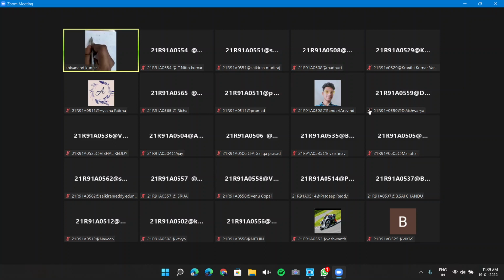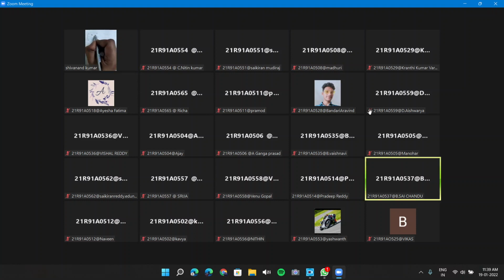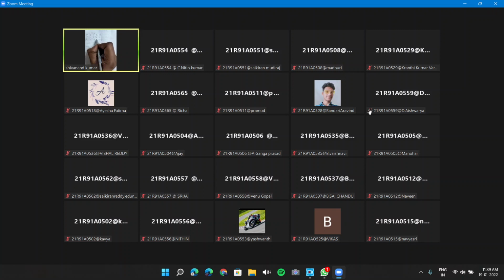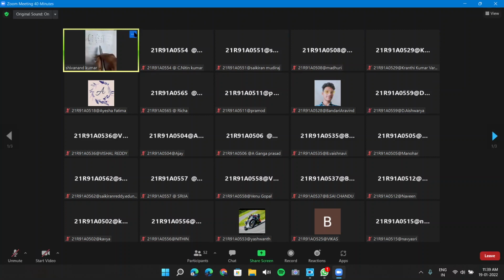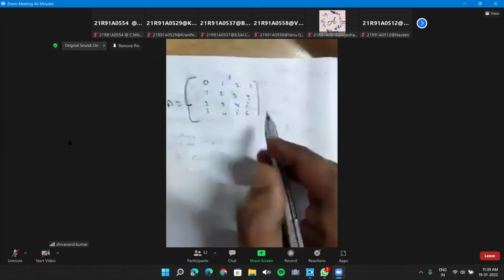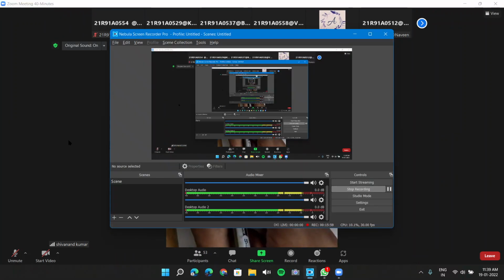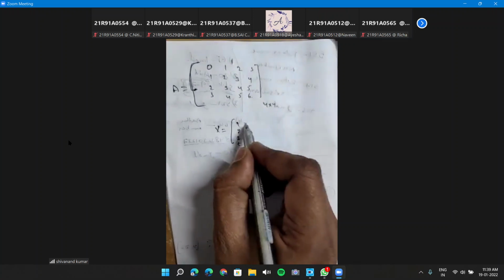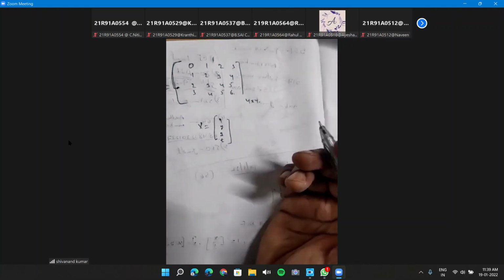So suppose the given matrix is like this: 0 1 2 3, 1 2 3 4, 2 3 4 5, and 3 4 5 6. This is the matrix A they gave, a 4 by 4 matrix. So simply take x equal to x y z t, or you can take anything, your wish.